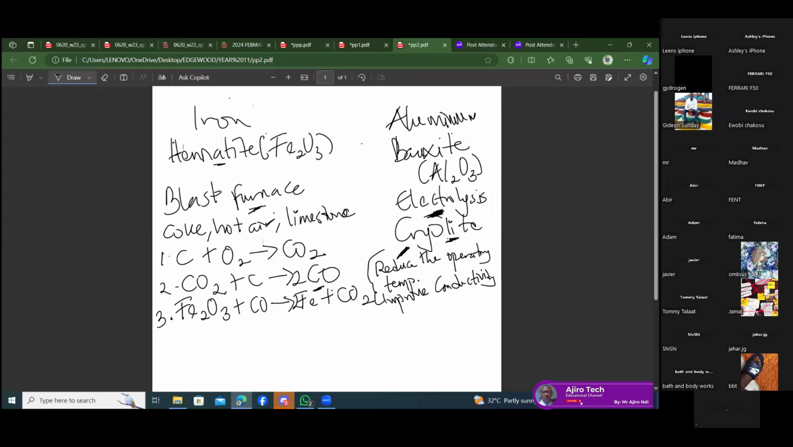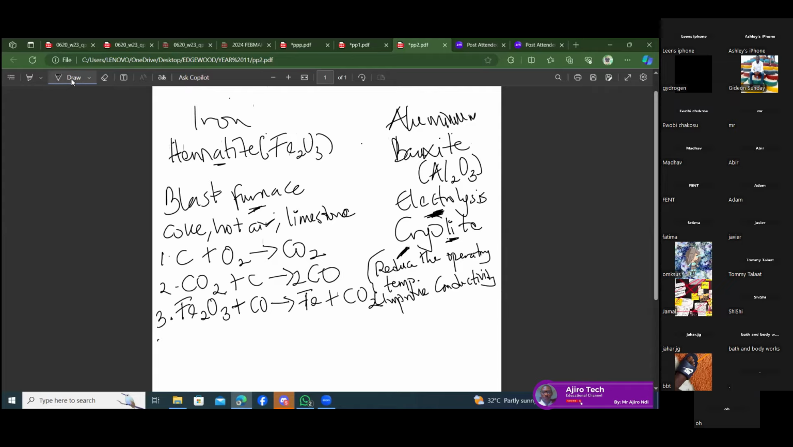So there are 2 irons here, so there are 2 irons here. There are 4 oxygens here, so I could basically put 2 here, and then put 2 here. So if I put 2 here, right, sorry, let's balance this. Okay, so we could balance this just because of time.